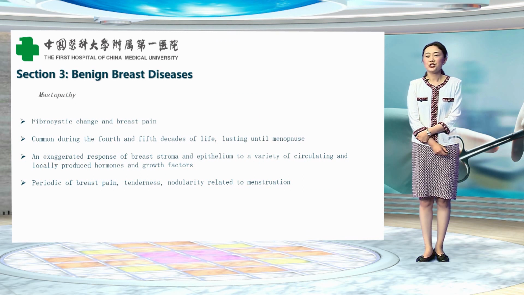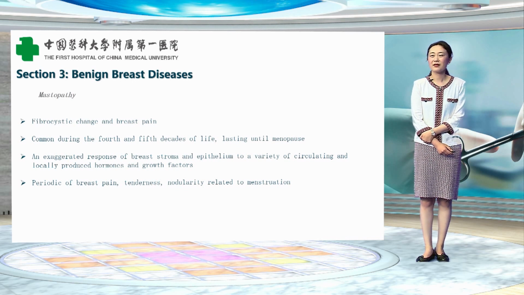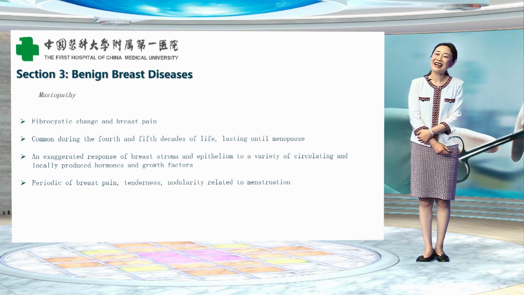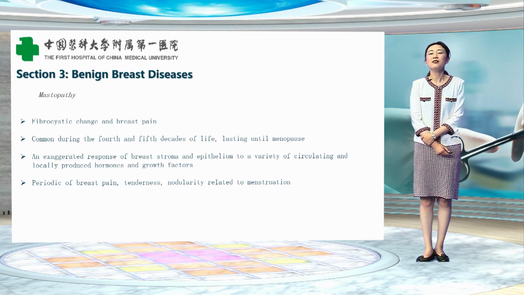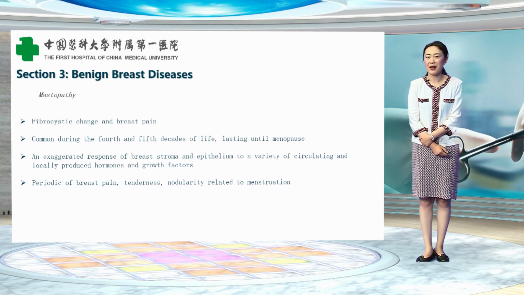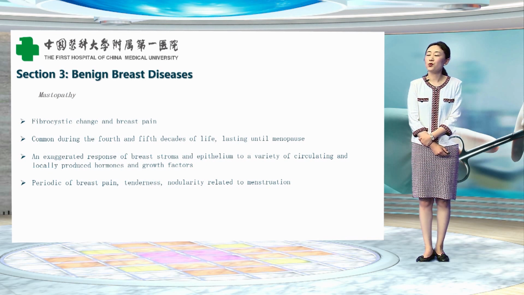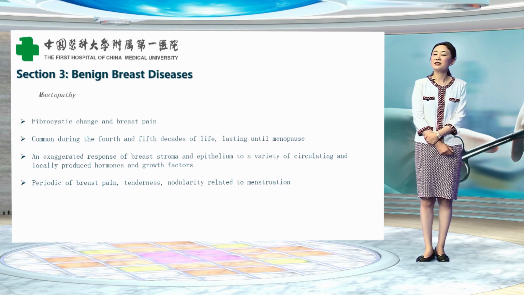And we are going to introduce the other benign disease called mastopathy. It is the mammary disease. And they have a new name called fibrocystic change and breast pain. Mammographically, fibrocystic changes are usually seen as diffuse or focal radiologically dense tissues. By ultrasound, cysts exist in up to 1/3 of all women over 35 to 50 years of age.